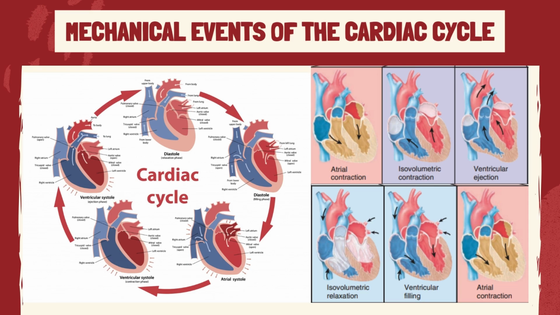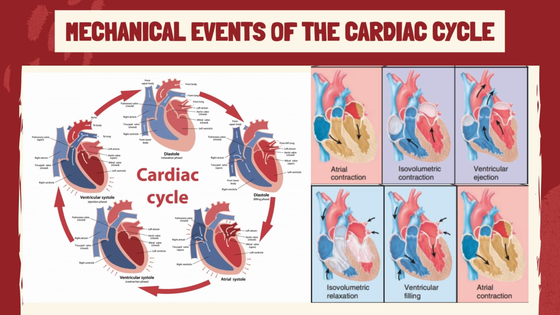For the third phase, rapid ejection, once the pressure in the ventricle exceeds that in the arteries, the semilunar valve opens and blood is ejected quickly into the aorta and pulmonary arteries. For the fourth phase, reduced ejection, the ejection of blood slows down as the ventricle continues to contract, but the pressure difference between the ventricle and artery decreases.